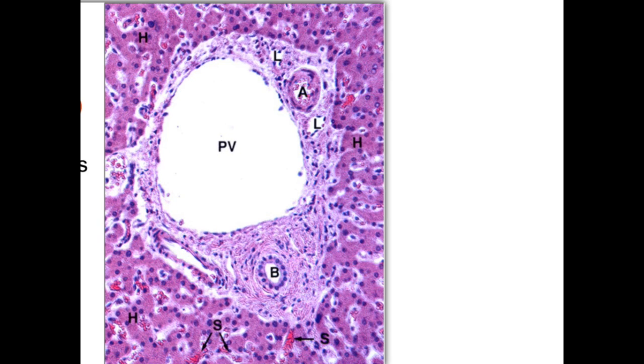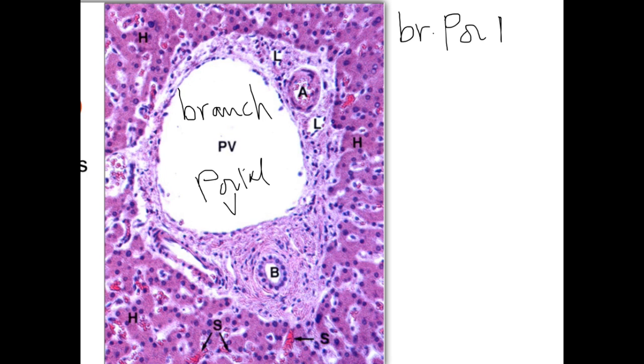At the corners of the classic hepatic lobule, you can see four important structures. First of all, this is the branch of portal vein, which brings the nutrients, which are absorbed from the small intestine. Number two, you will see a branch. Here, this is the branch of the hepatic artery.